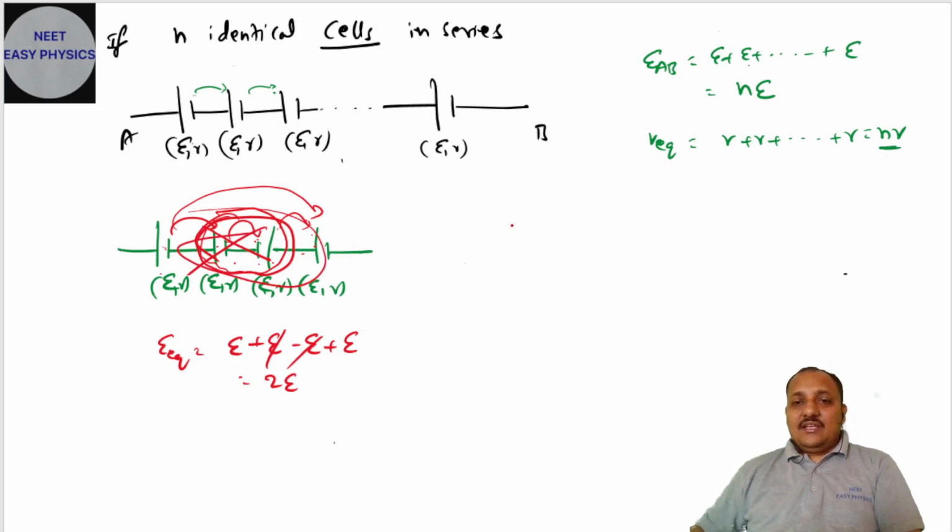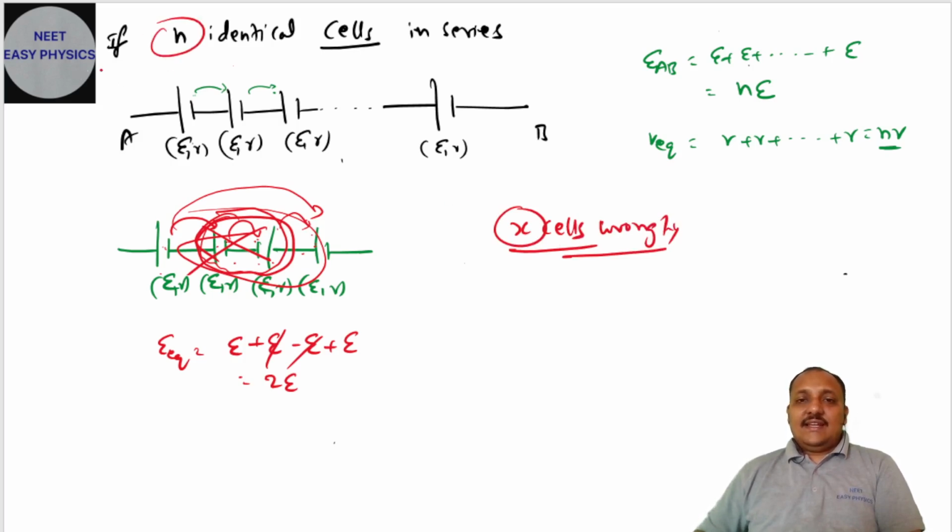Like that, if X cells are wrongly connected in series combination, X cells wrongly connected within these n identical cells, then how many cells will be gone? For one cell, two cells gone. For two cells connected wrongly, four cells gone. For X cells connected wrongly, how many cells will be gone? It means 2X. Then what are the remaining cells?